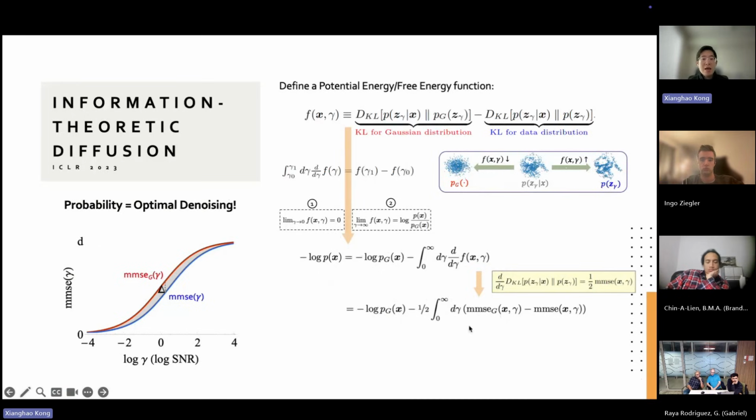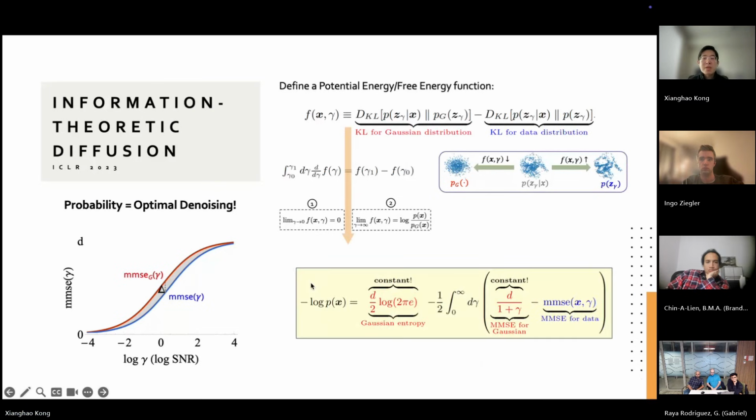And from the beginning to the end, there's no approximation. It's just equality for this equation. What we want to express here is that probability equals optimal denoising. So we need to simplify it and make it more specific. As for the prior, like your previous question, what is PG? PG can be written in another way. It's just a known distribution, so we can calculate it or write it out mathematically.